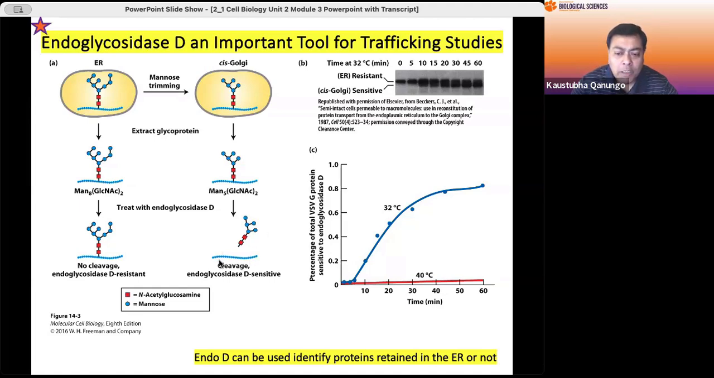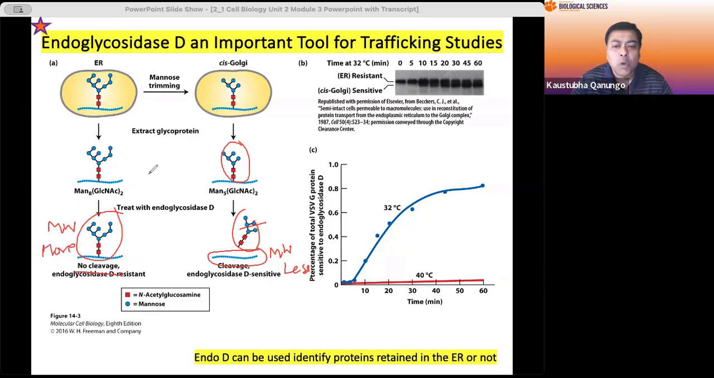So the molecular weight of this protein is less, because that part is gone. Whereas the protein in the ER, with the glycosylation, has no cleavage, so its molecular weight is more. So how can you do the studies?